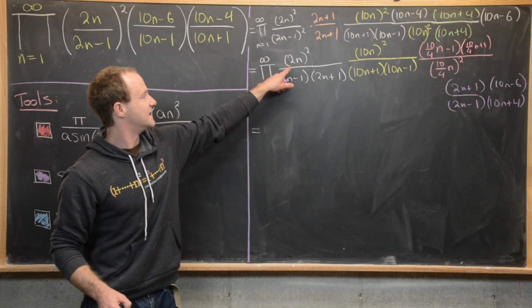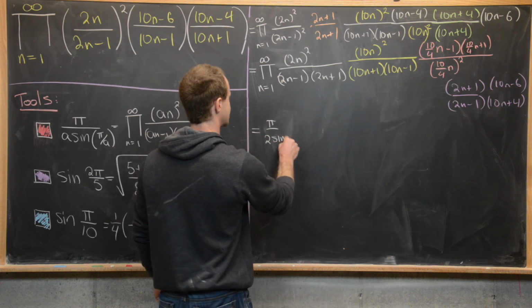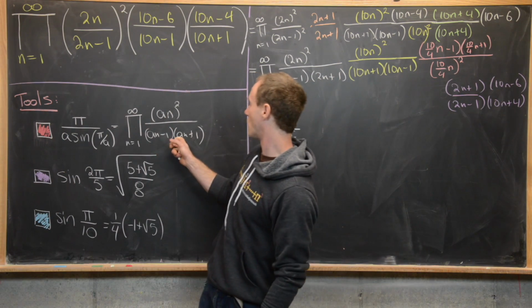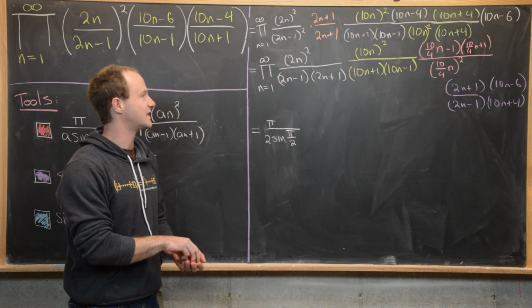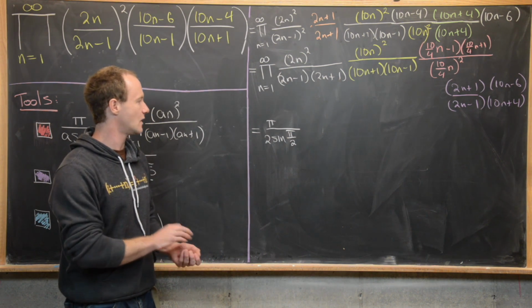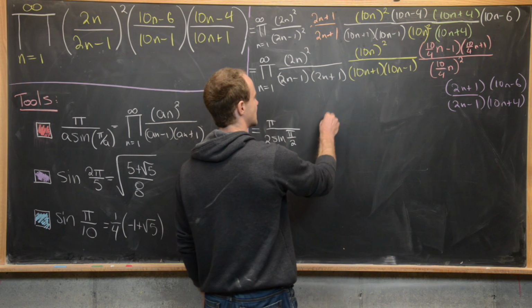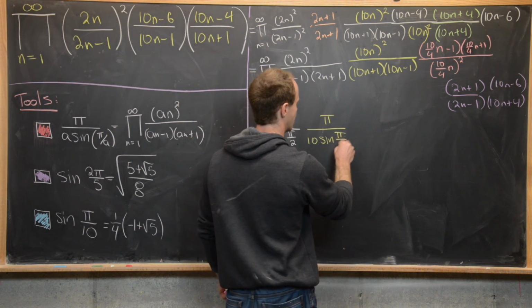So let's notice that this one right here in white will be equal to pi over 2 times sine of pi over 2. Because this is exactly this format right here with just a equals 2. Now let's go ahead and see what this yellow one is. So notice that yellow one is exactly the same where a equals 10. So this is going to be pi over 10 times sine of pi over 10.